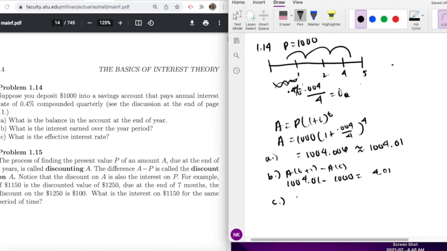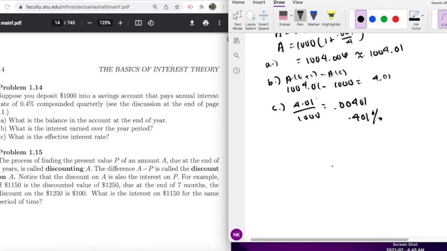And part C, the effective interest rate is equal to 4.01 divided by our initial amount, which is 1,000. So this is equal to 0.00401, or 0.401%. And you're wondering, why is the effective rate different than the annual interest rate? That's because the annual interest rate doesn't take into consideration that it is compounded. So every period you're actually making more money than the annual interest rate.